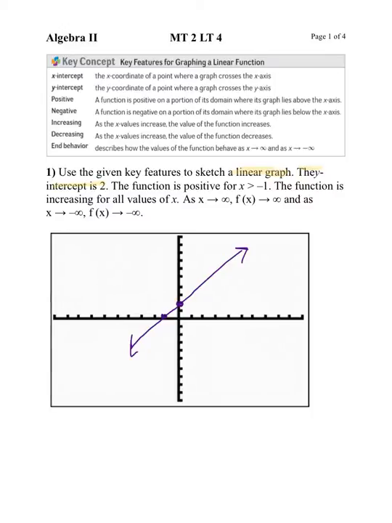Let's continue reading it, just to make sure we understand everything that's going on there. It says the function is increasing for all values of x. Notice the line I drew is always going up. As x approaches positive infinity, f of x approaches positive infinity. And as x approaches negative infinity, f of x approaches negative infinity. There's our graph. Pretty straightforward.